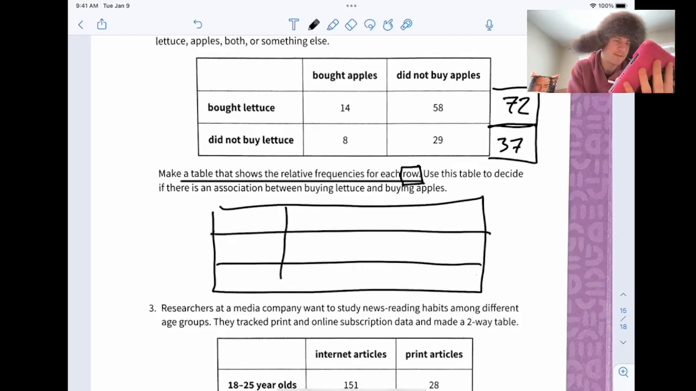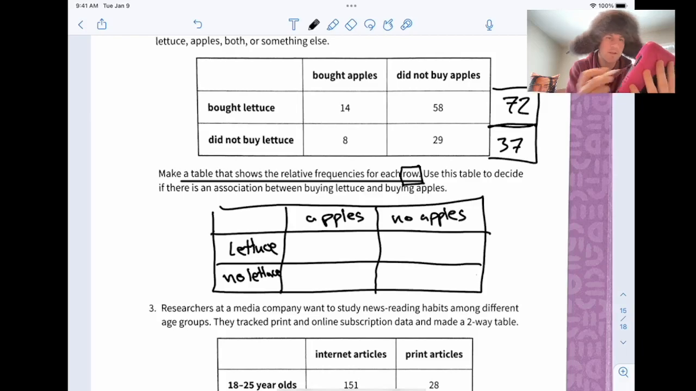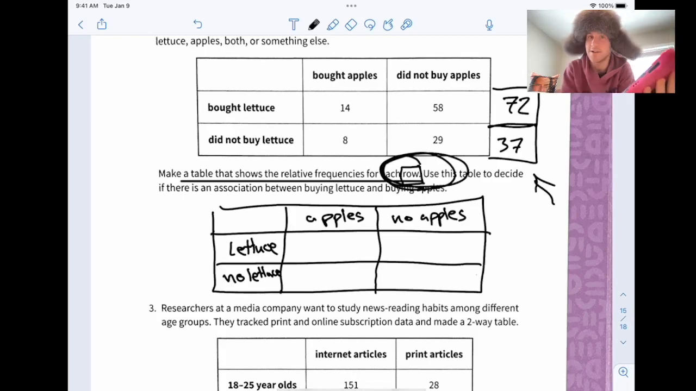Like I have the layout of the table. So we'll just say lettuce and no lettuce. Let us have a snow day today, huh? Okay. And then we've got apples and no apples. Now remember again, we're using the row totals like it said here.